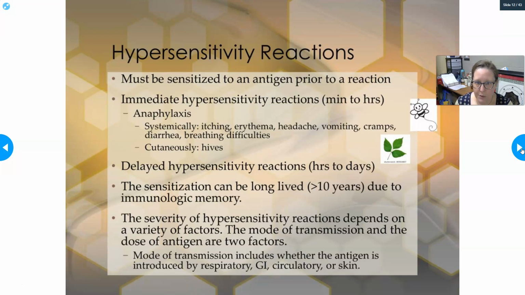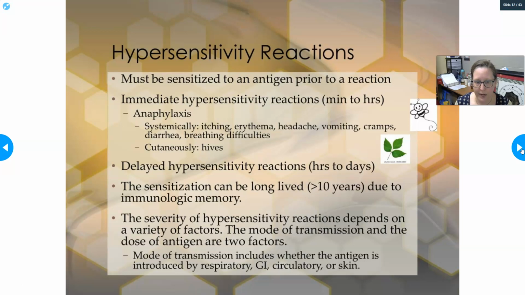There are immediate hypersensitivity reactions. They're usually type 1 reactions, and they happen in minutes to hours and can lead to anaphylaxis. Systemically with anaphylaxis, you will see itching, erythema, which is redness, headache, vomiting, cramps, diarrhea, and breathing difficulties. It can close the airway and become really life-threatening. Cutaneously, you will see hives develop, and anaphylaxis always requires intervention, usually in the form of an EpiPen and then a visit to the ER.